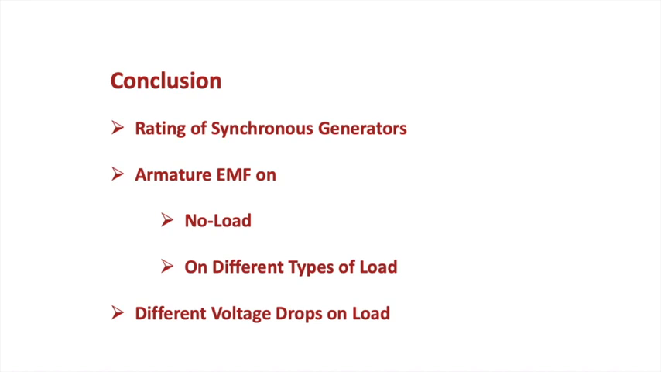Therefore, you can see that there will be different voltage drops in the given alternator, and the voltage will vary as per the load connected to the alternator. So what we have discussed today is why the rating of the synchronous generator is in kVA, not in kilowatts. Then the armature EMF, the behavior of the armature EMF on no load and on different types of load, and the different voltage drops on different types of load.